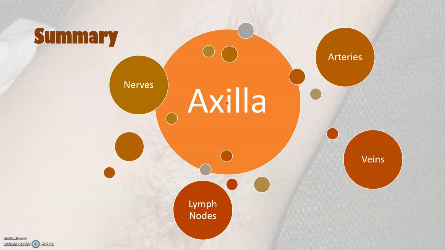So that was a very brief look at the axilla. If you have any questions, you can bring them up in class. In summary, the axilla is an important area of the body which contains some very important neurovascular structures as well as lymph nodes, particularly those that drain the breast.